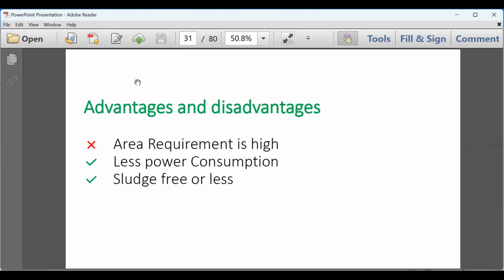What are the advantages and disadvantages? Anaerobic requires high land area. 60 to 70% is treated within anaerobic. Therefore, power consumption is less, as well as sludge production is also very less. And anaerobic bacteria compact the sludge bed. Therefore, you don't have to discharge sludge frequently.